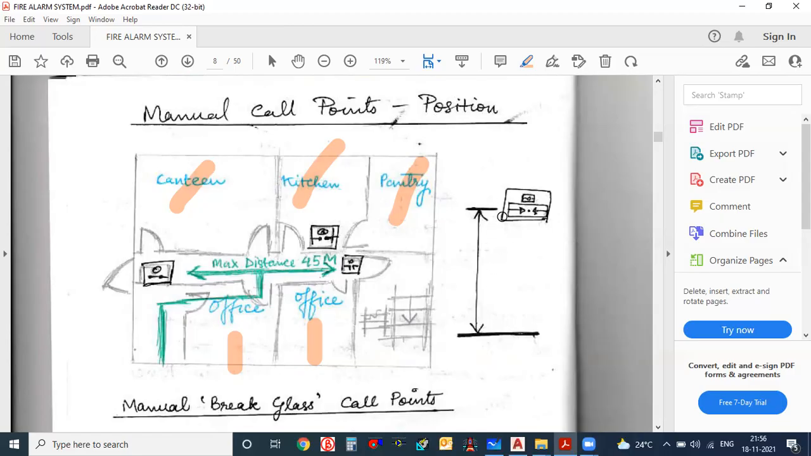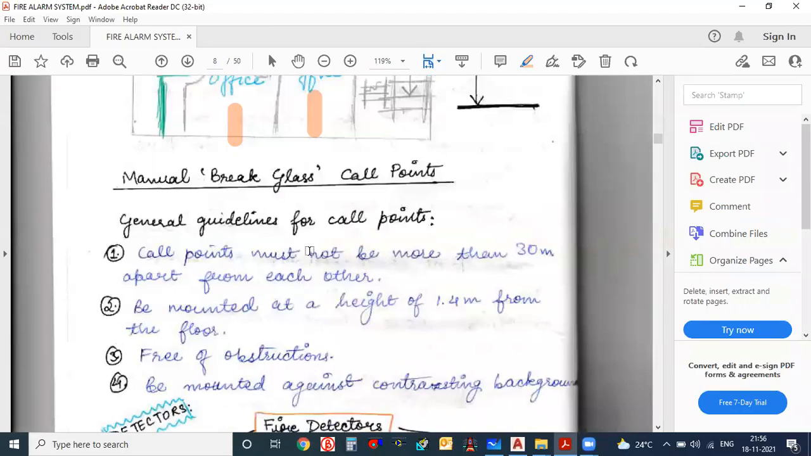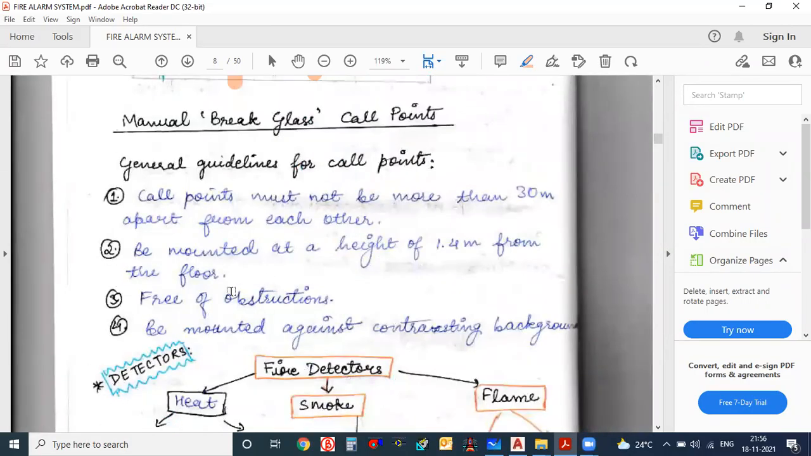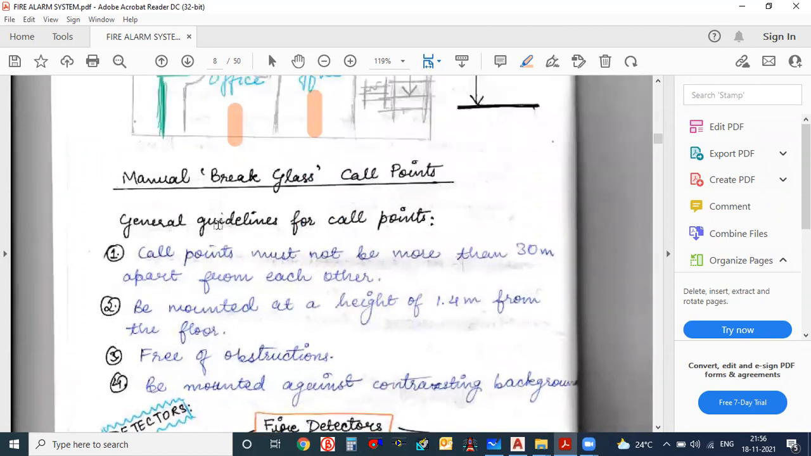And how you have to place it: the height of the manual call point should be such that it can be used by a small boy also. Because in case of fire, if you place the MCP 6 or 7 feet high above the floor, then who is going to use that? So we have to maintain this height also. I think 3 feet is maximum, 3 to 4 feet we have to keep for the MCP's positioning. So it is telling this thing only, and somewhere it will show general guidelines for call points. Call points must not be more than 30 meters apart, and be mounted at a height of 1.4 meters.